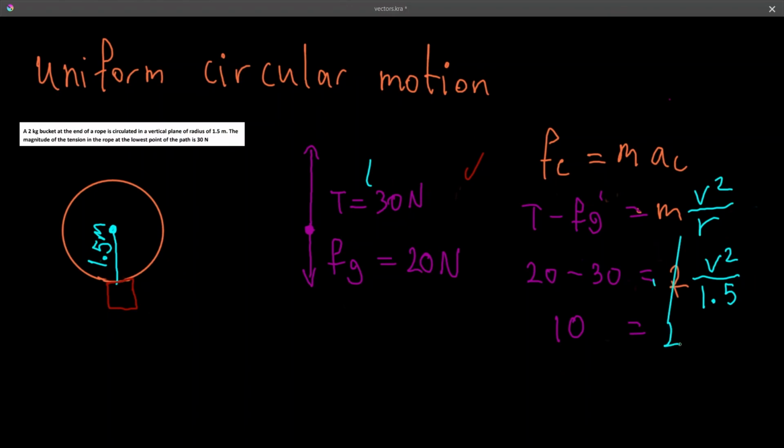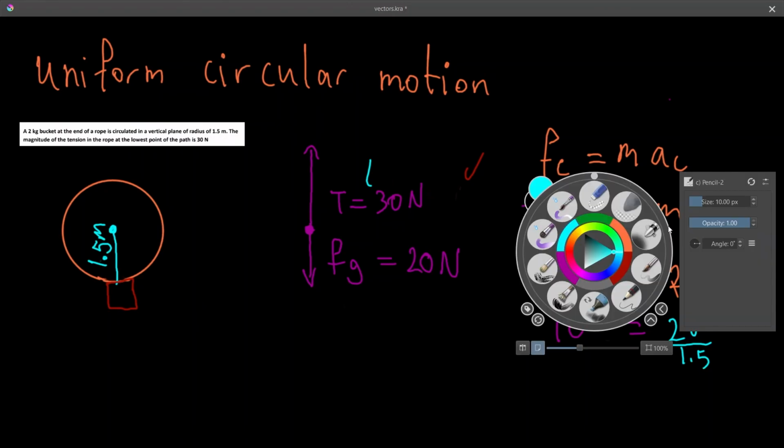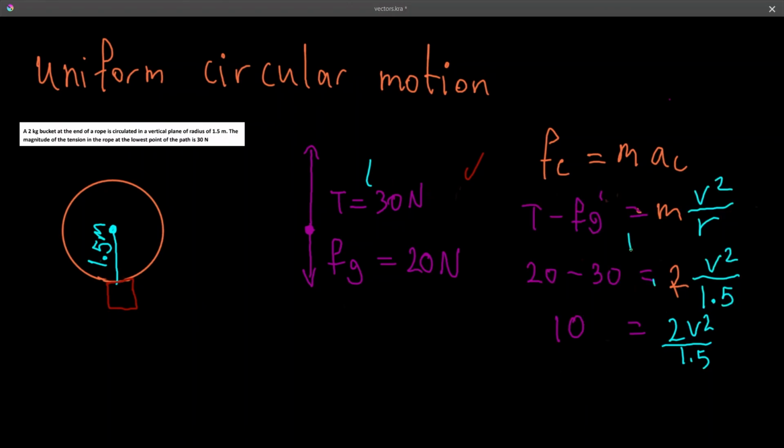So just 2V squared over 1.5, and then you take 1.5 to the other side. Actually, divide by 2. No, multiply by 1.5. It doesn't matter. Multiply by 1.5 first, divide by 2. You'll get V squared equals 7.5. So V is equal to the square root of 7.5.